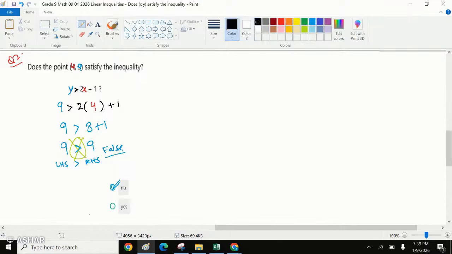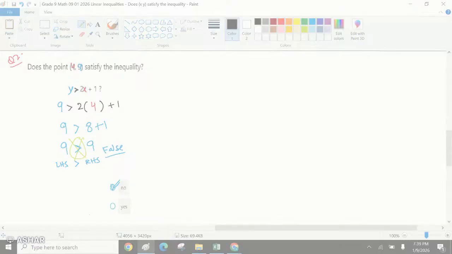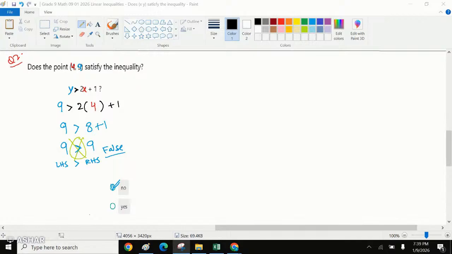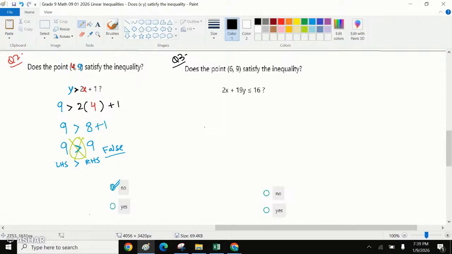Moving ahead to question number 3. Does the point 6, 9 satisfy the given inequality? I'll just copy question number 3. Okay, let's both be a little vigilant. I don't want that basic error anymore. I know 2 times 6 is 12. We wrote it 14. Okay, let's see this.